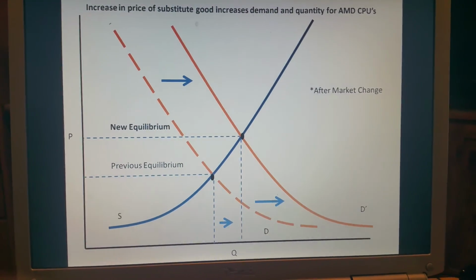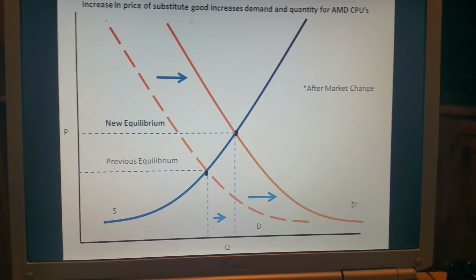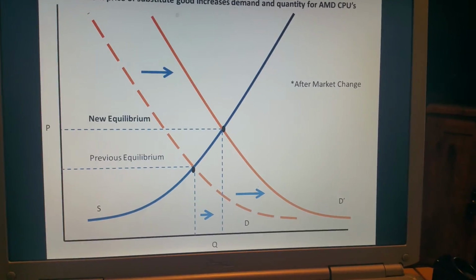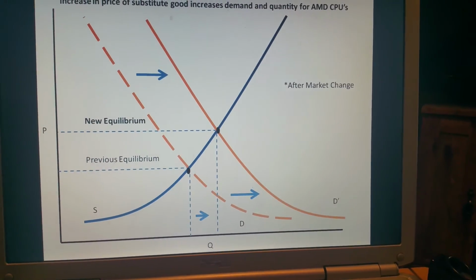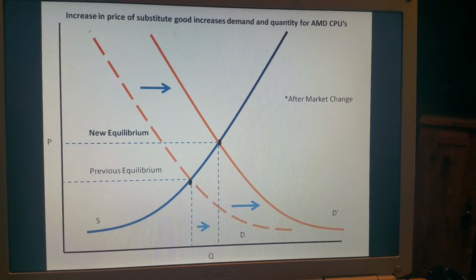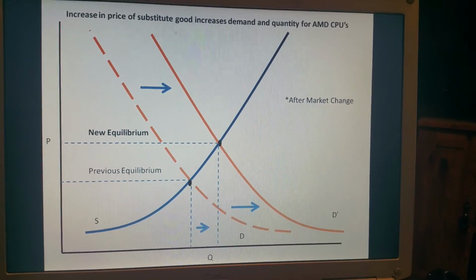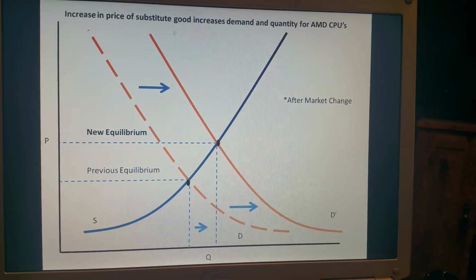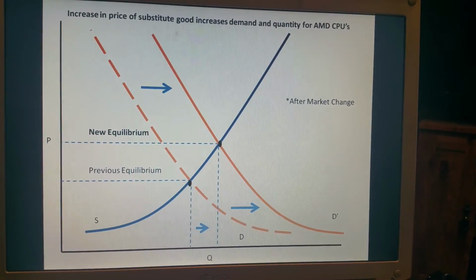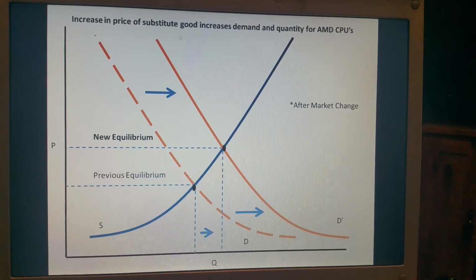I also have my previous equilibrium marked on here to show the difference between the two. The new graph illustrates how the change in the demand curve reflects a change in market equilibrium of AMD CPUs, shifting upward to compensate for the change in demand. As you can see from the rightward shift in demand and the upward shift in market equilibrium, the price and quantity for AMD CPUs both increase proportionally.